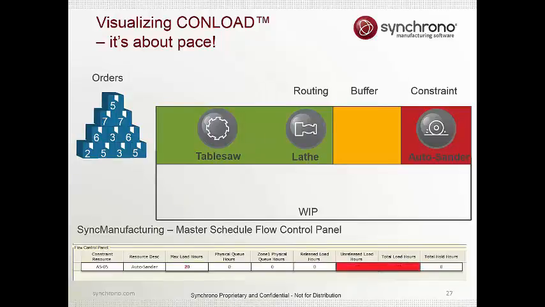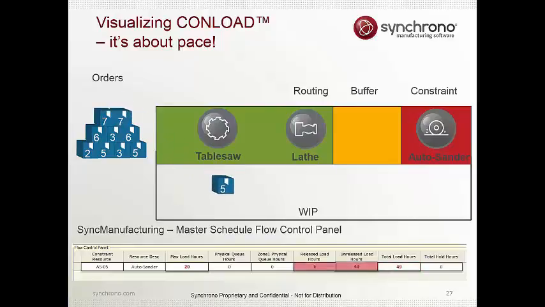And what we do is we set up the total number of hours that we have to have released into the system to make sure that our constraint is always running, but no more than that. And that doesn't mean that all this work is sitting at the constraint. It means it's somewhere between the release point and where the constraint is.